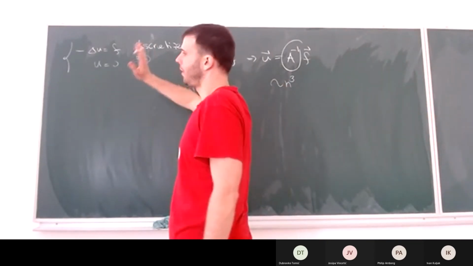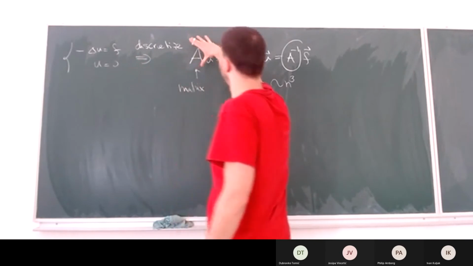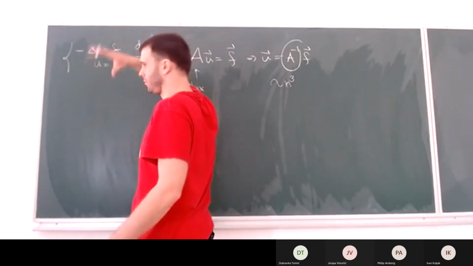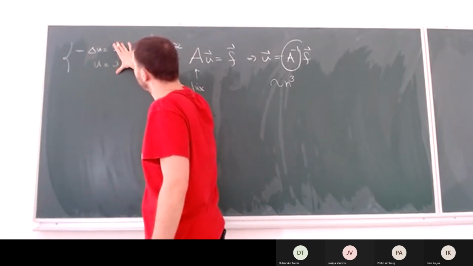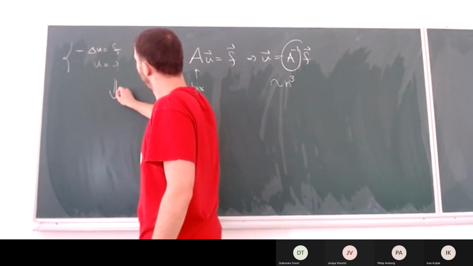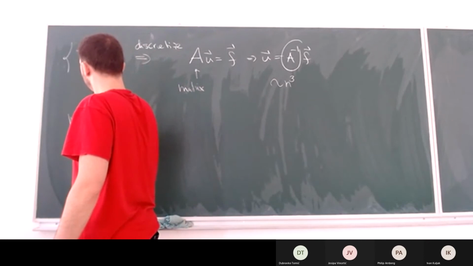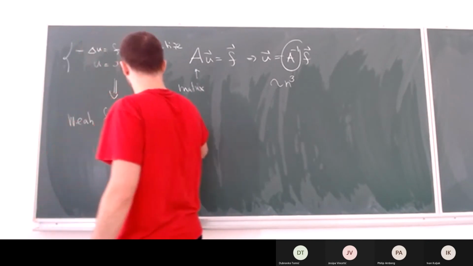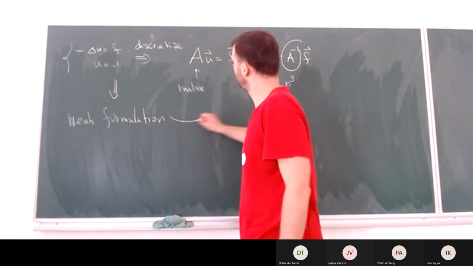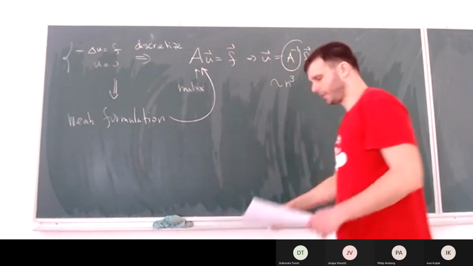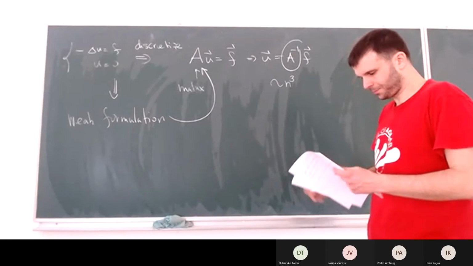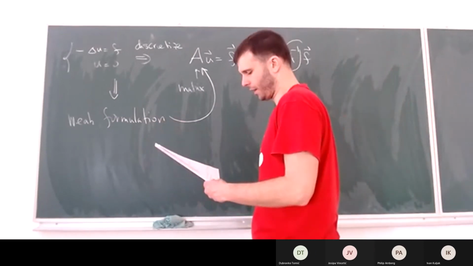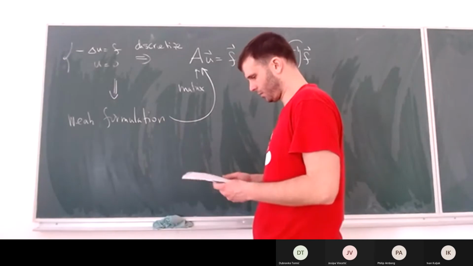The finite element method is a way of constructing this matrix. We will see that somehow from this problem we'll construct a similar problem, which is called the weak formulation. And from the weak formulation, we'll construct this matrix. What is the weak formulation? Now I'll just write it, and later I'll show how we can obtain the weak formulation.